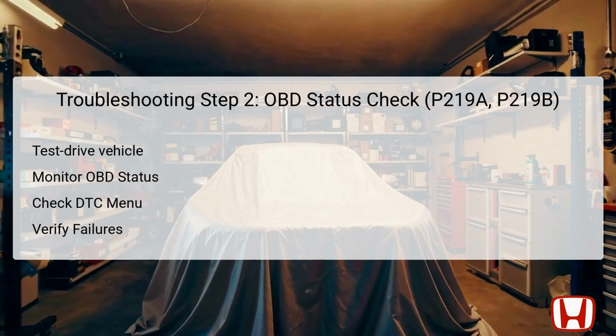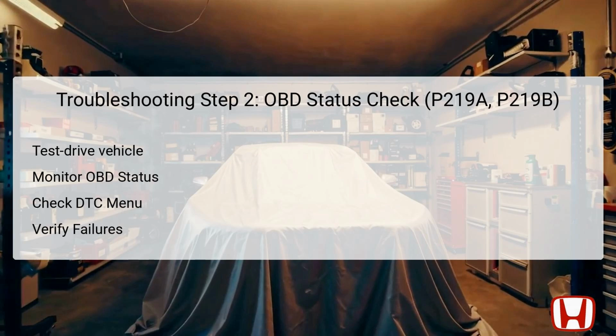Step 2 involves conducting an OBD status check to confirm any failures linked to DTC P219A and P219B. Begin by test driving the vehicle under the parameters recorded in the previous step, specifically keeping an eye on the same readings for vehicle speed, engine speed, MAP sensor, ECT, APP, and fuel trim values.